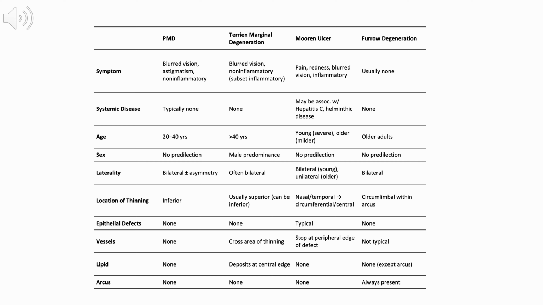Thinning typically involves the nasal or temporal cornea, extending circumferentially or centrally. Epithelial defects are typical, and vascularization occurs at the periphery of the ulcer.